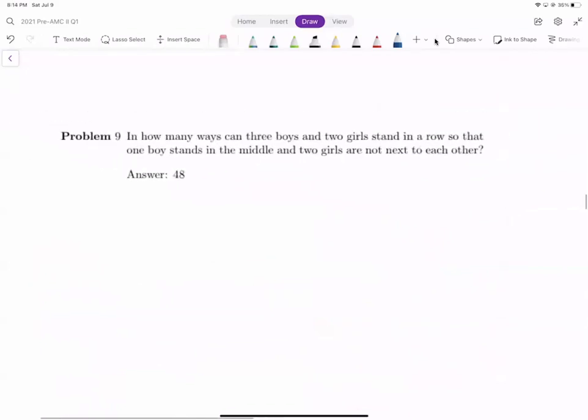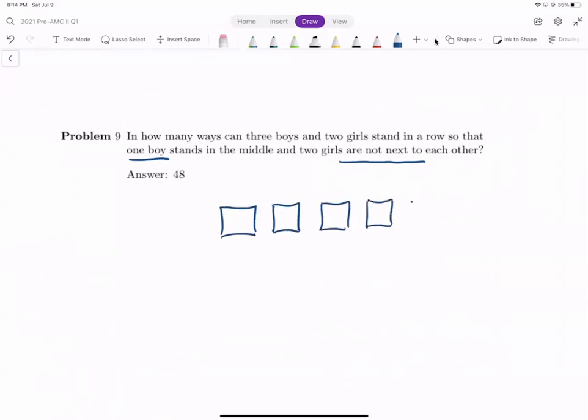Okay. Question number 9. In how many ways can 3 boys and 2 girls stand in a row so that 1 boy stands in the middle, and 2 girls are not next to each other? All right, so you see here we have 5 spots, right? And the goal, the task, is to line up these 5 kids by the requirement.